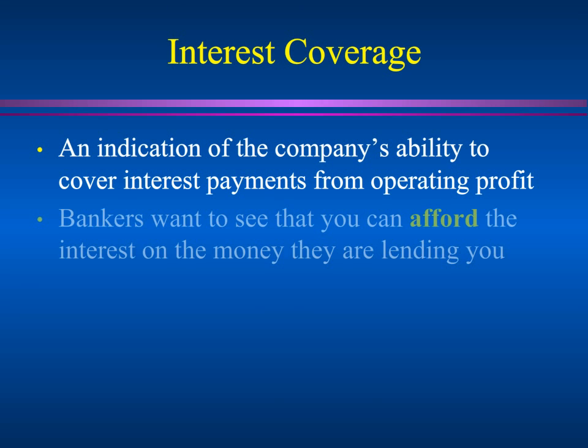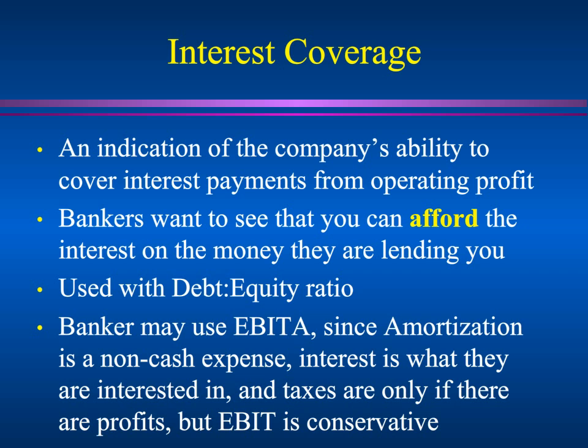Okay, so to the banker, it's an indication of how well the company can pay or cover its interest payments from its profits. Once the cost of sales is paid and once the rent and all that other stuff is paid, the banker's looking at, okay, can they pay me interest after they paid all the rent and everything? They want to see that you can afford it. They want to reduce their risk. Use it with the debt to equity ratio to decide whether or not you should be eligible for a loan.